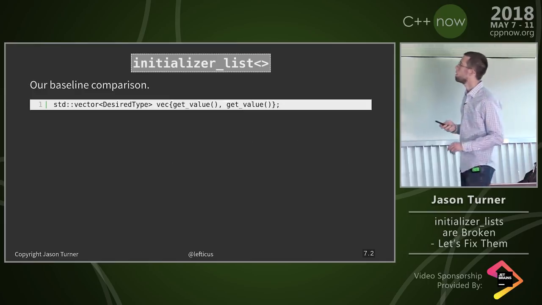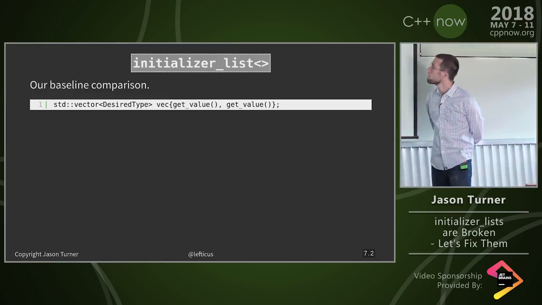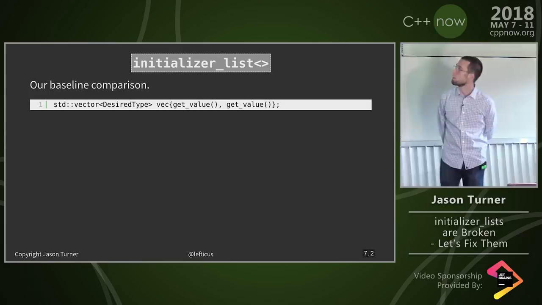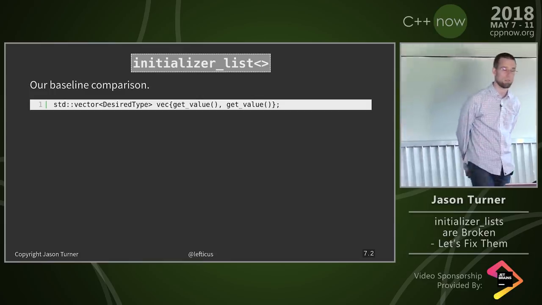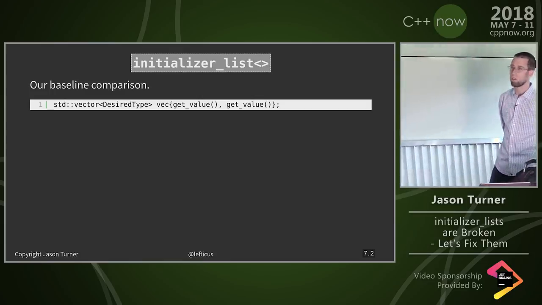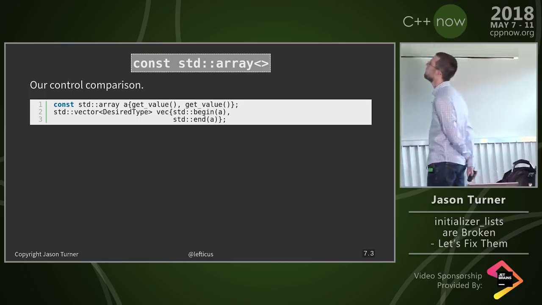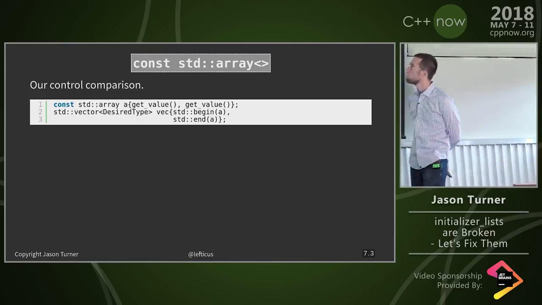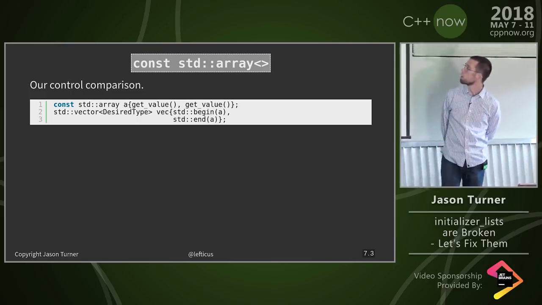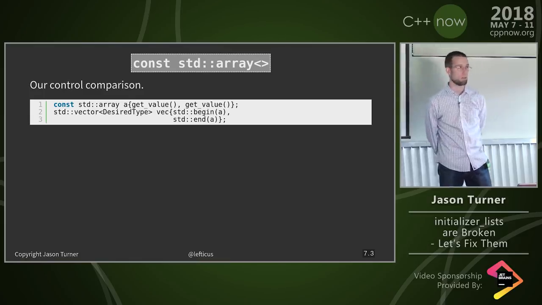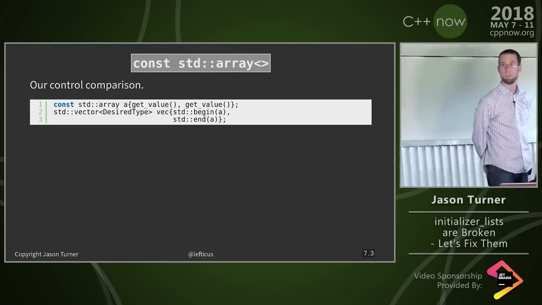All right. So our baseline comparison is this. We're using an initializer list, some vector of a desired type, and we're calling get value a couple of times. Our control comparison is a standard array that is const, and then we are copying the elements into the vector. This should be the exact same thing.